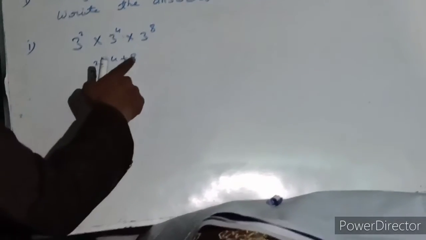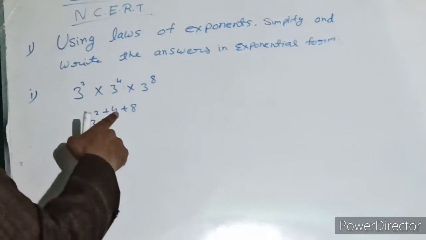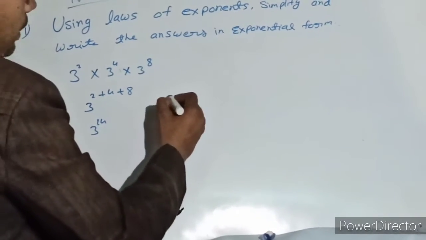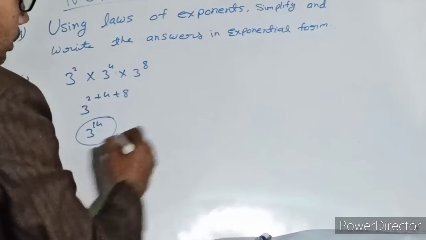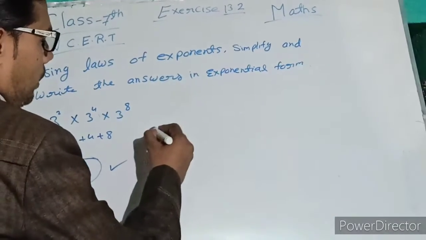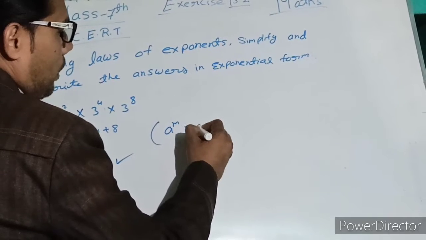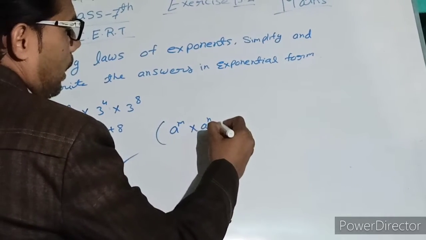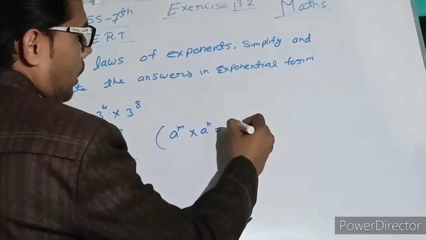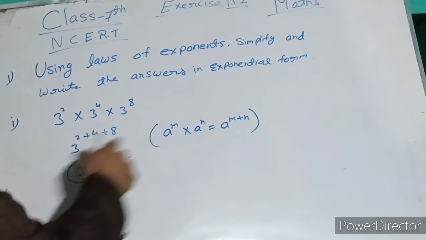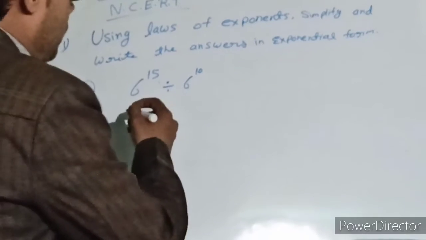So what is the answer? 8 plus 4 is 12, 12 plus 2 is 14. This is the answer of this question. What rule have we used here? a raised to the power m into a raised to the power n equals a raised to the power m plus n. Okay, now look at the second question.